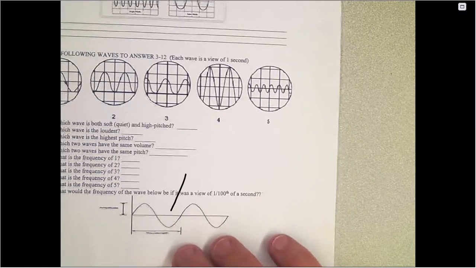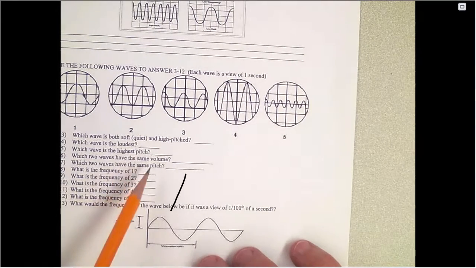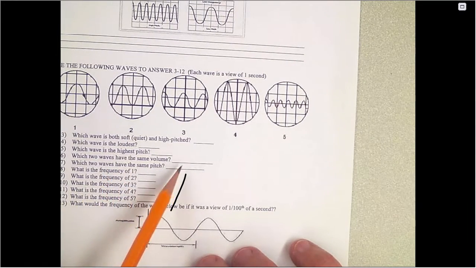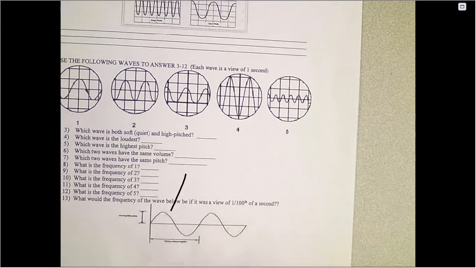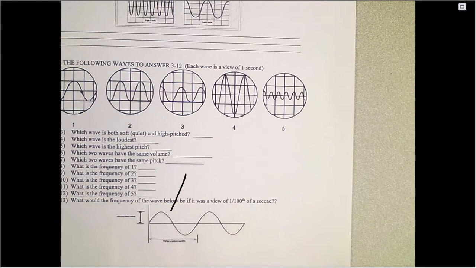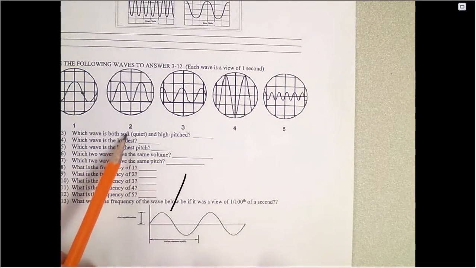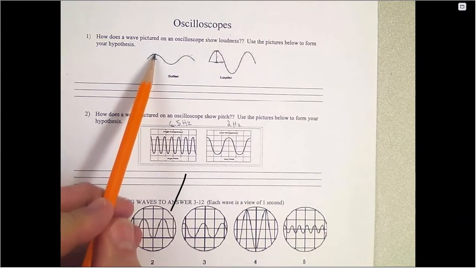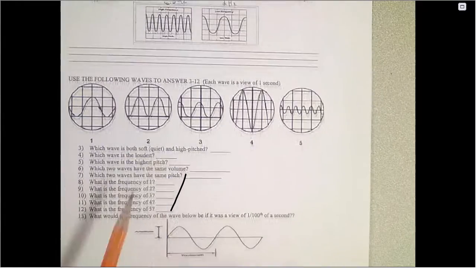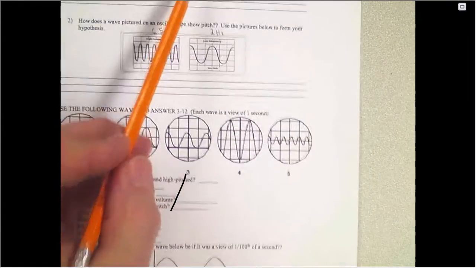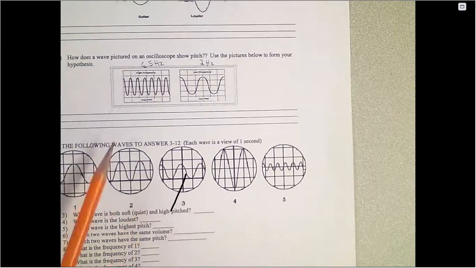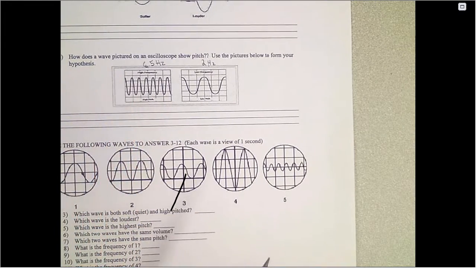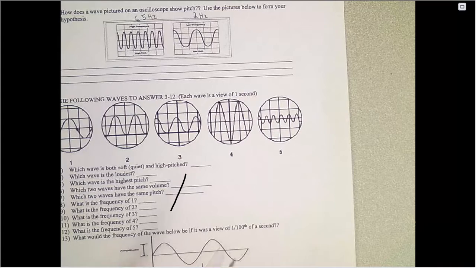So let's look at that. I'm not sure where that stripe right there is coming from, but just ignore that. Number 3 asks, which wave is both soft? So soft, remember, if we look back up, soft would be shorter amplitude, shorter height, and high-pitched. So high-pitched, remember, is lots of waves, or more frequencies per second. So I'm looking for very short and many waves.